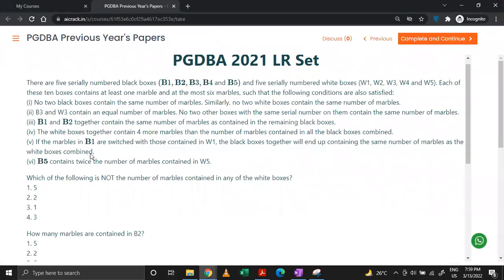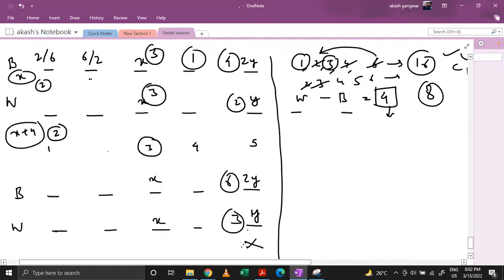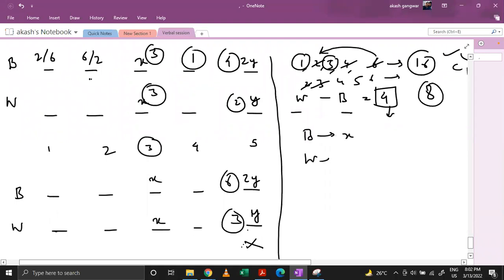Now, what all conditions do we have? If the marbles in B1 are switched with those contained in W1, the black boxes together will end up containing the same number of marbles as the white boxes combined. Any other condition I left out? Now I was saying, I'll mark it again. The total for B is x and W is x plus 4. So what we have to do is make them equal, total in B, and so that would come out to be x plus 2, and this would be x plus 2. Basically I have to minus 2 from here and add 2 from here.